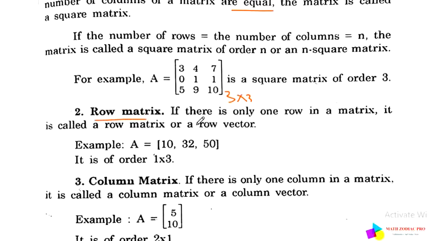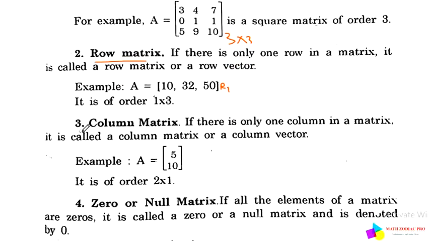Next one, row matrix. If there is only one row in a matrix, it is said to be a row matrix. Next one, column matrix. If there is only one column in a matrix, then it is said to be a column matrix. So here only one column, and we say that this is a column matrix.